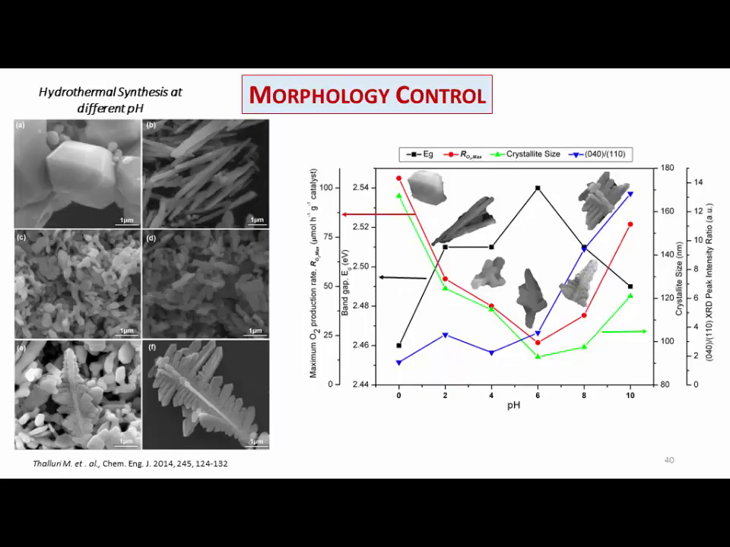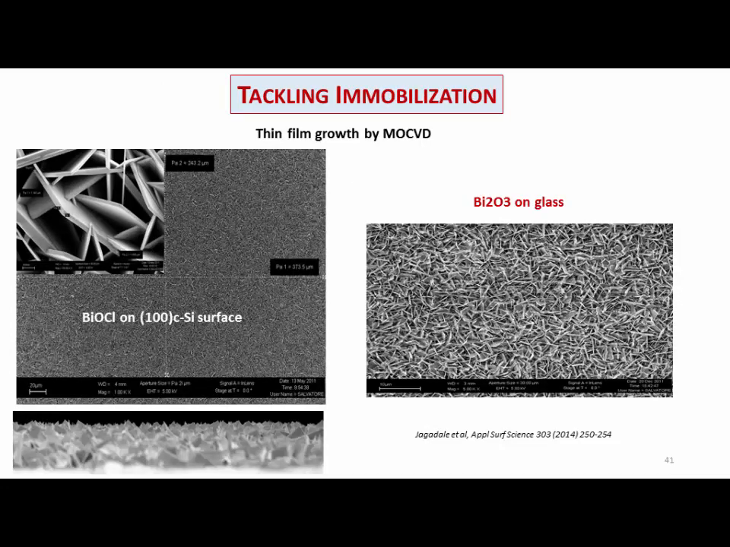One thing is morphology control. I'll show you that the red is the crystalline size, these are the shapes, and the red is the reaction rate, and the crystalline size is the green. You see there is a clear correlation, and the shape is doing the job also.